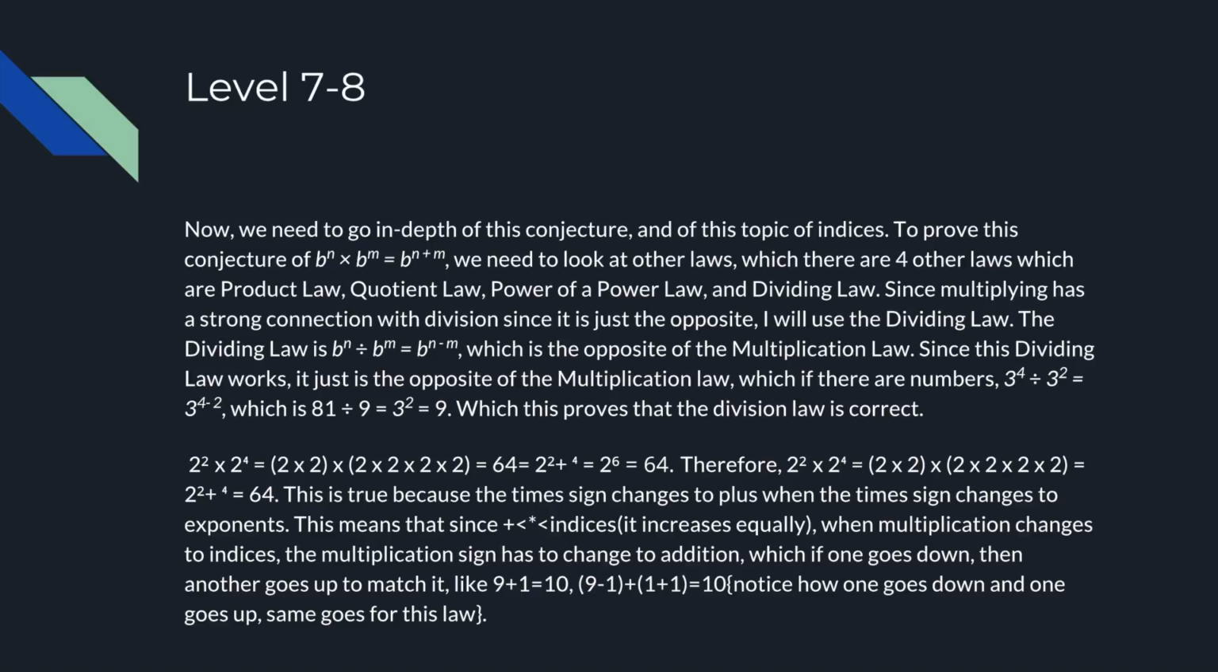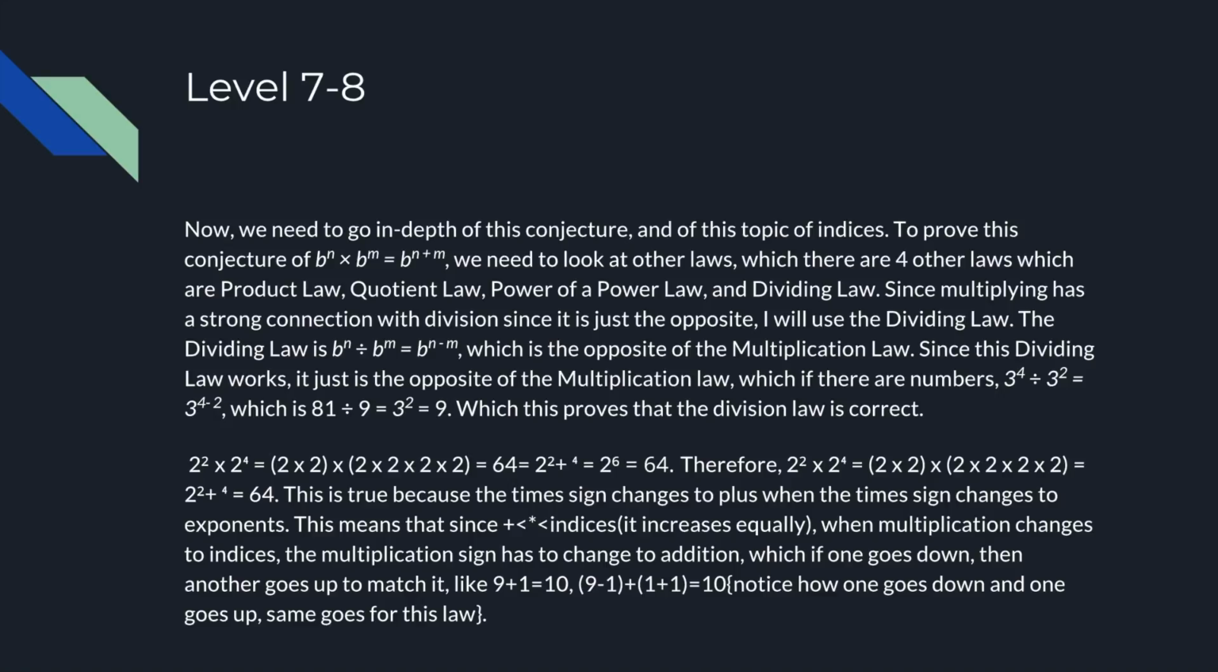This is true because the times sign changes to a plus when we go to exponents, which means exponents are a higher level than multiplication signs. So it increases equally from addition to multiplication and to exponents or indices. So when multiplication changes to indices, the multiplication sign has to change to addition: one goes down, then another goes up to match it.